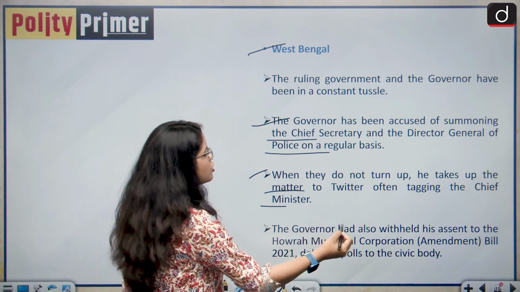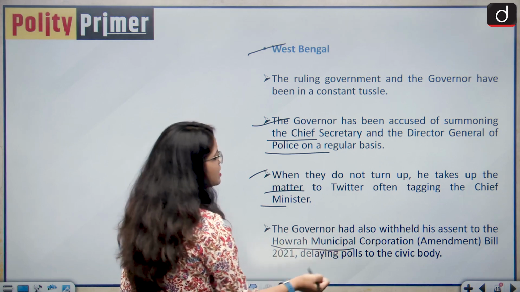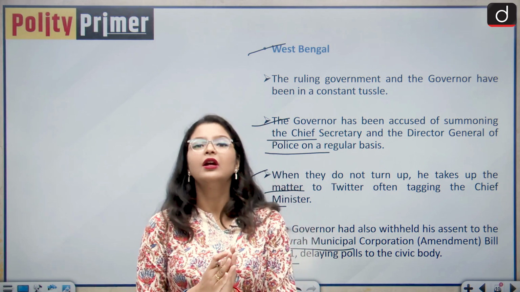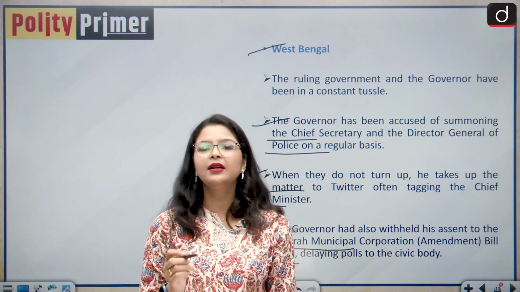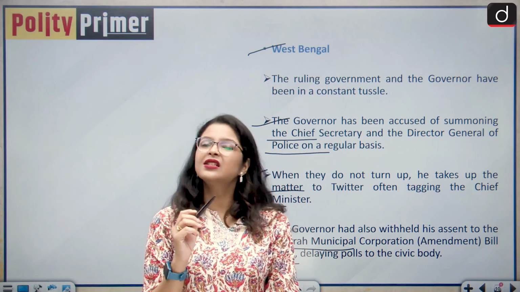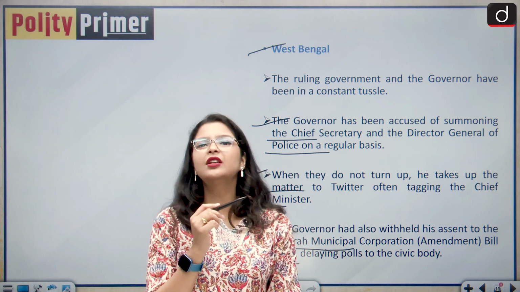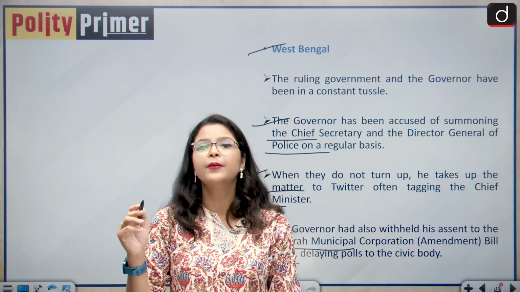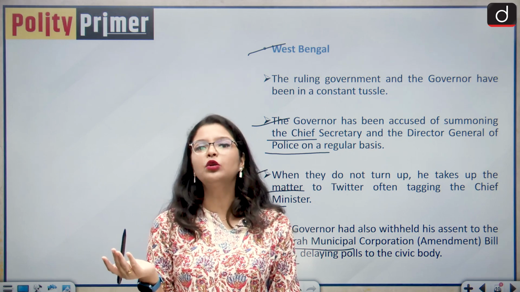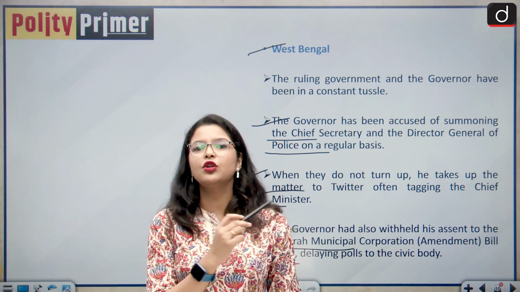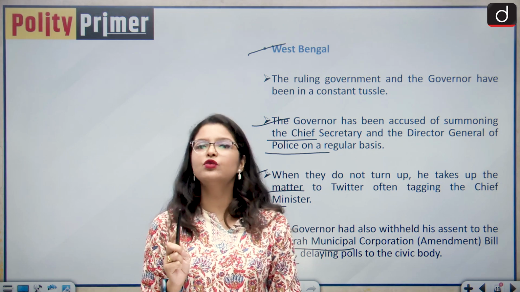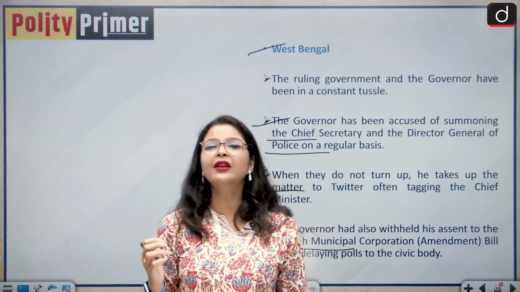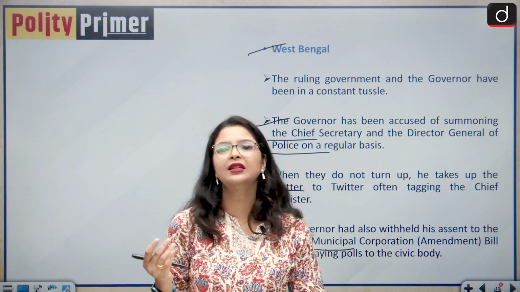Then the governor had also withheld his assent to the Howrah Municipal Corporation Amendment Bill 2021, which delayed the civic polls in Bengal. So as I was discussing before also, this is a major point of friction between the state government and the governors, that they sit on the bills. They do not let the bills pass, and they often deny their assent to bills. So this also happened in the case of West Bengal, when the governor refused to assent to the Howrah Municipal Corporation Bill of 2021, which in turn delayed the civic polls in the state.